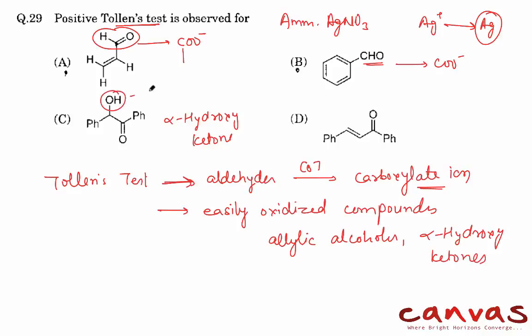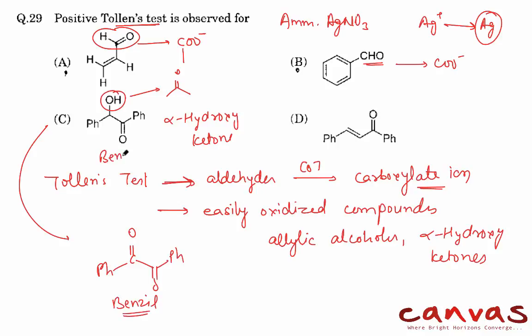So this OH group is oxidized to form keto. So what is the product formed in this case? In the C option, the alcoholic part becomes keto, and this is your benzil. This is your benzoin. Okay, so this was a trick. The Tollens test is for aldehydes and also for the easily oxidized compounds, which include allylic alcohols and alpha hydroxy ketones. Now the last one is not in these categories. It is neither an aldehyde nor an easily oxidizable compound, so this will not show. So the answer should be A, B and C.